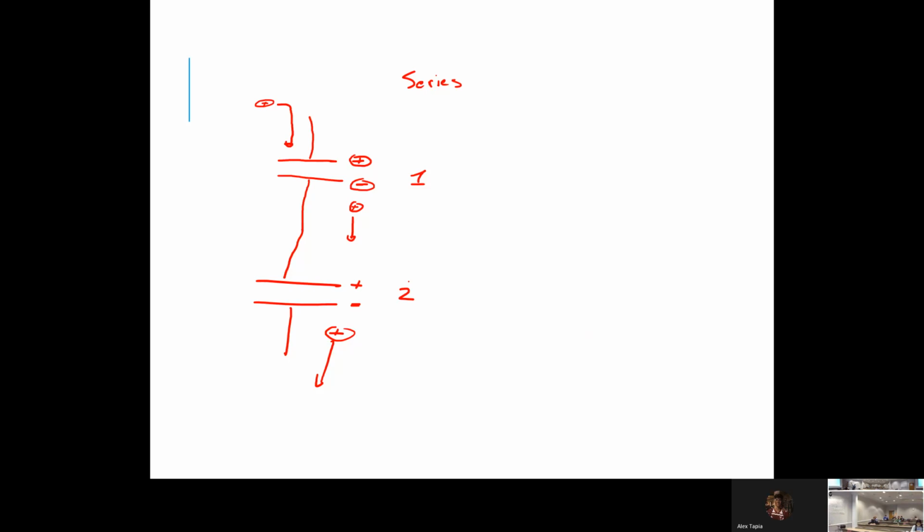Okay, so if I have a top capacitor and a bottom capacitor, the charge on those two capacitors is the same. There's nowhere else for the charge to go. Charge that leaves the first capacitor must be deposited onto the second one. Good so far?